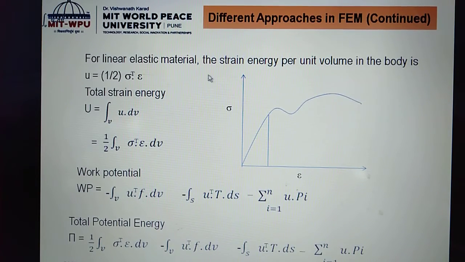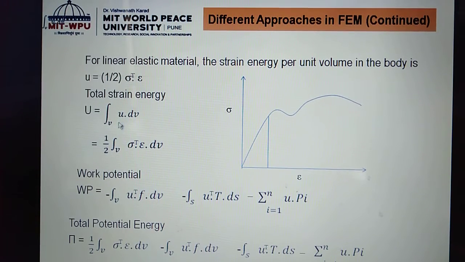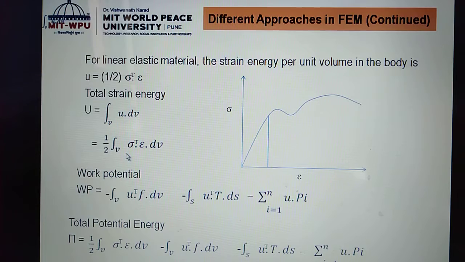For a linear elastic material, the strain energy per unit volume in the body is defined like this. The total strain energy is based on this integral over volume V of U dV. So this integral term gives the total strain energy.